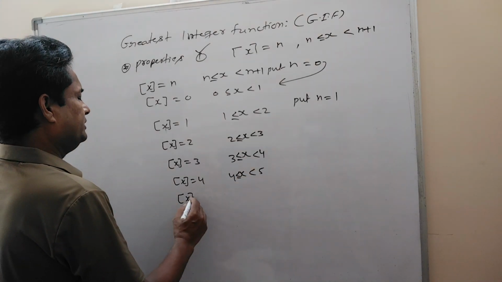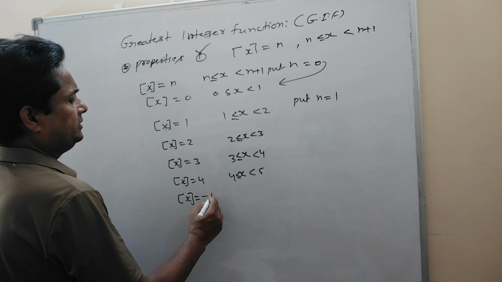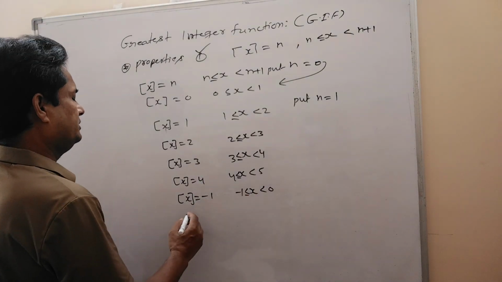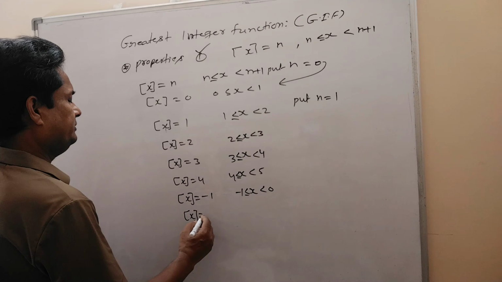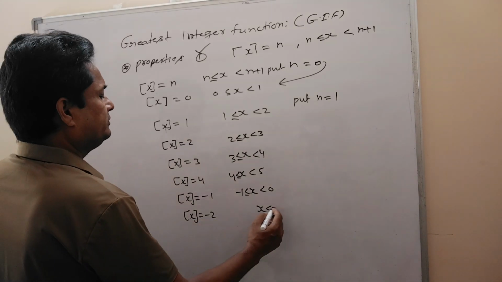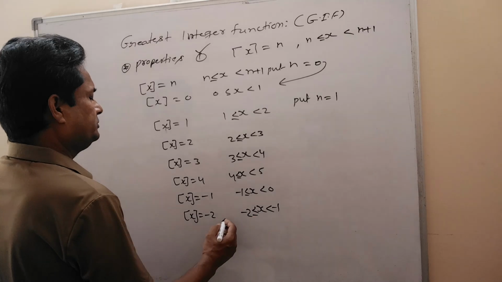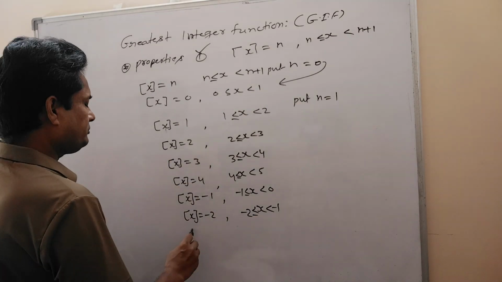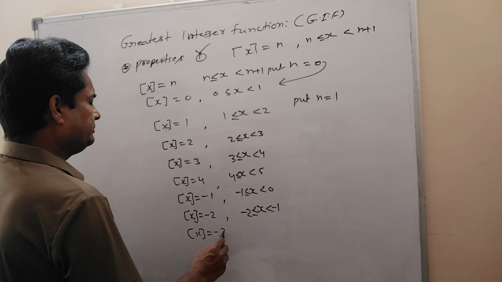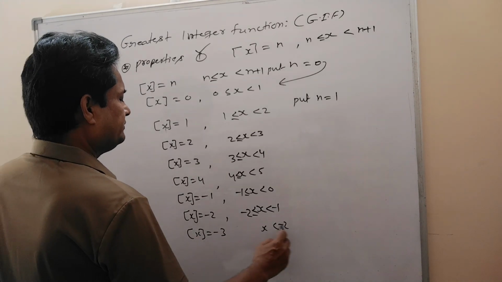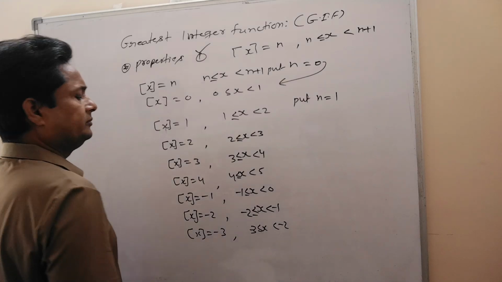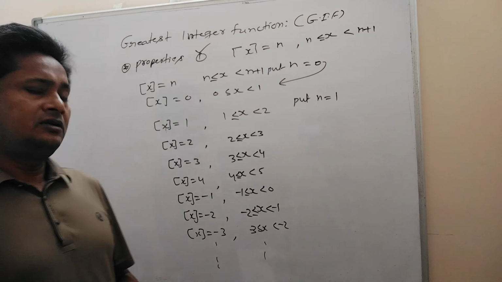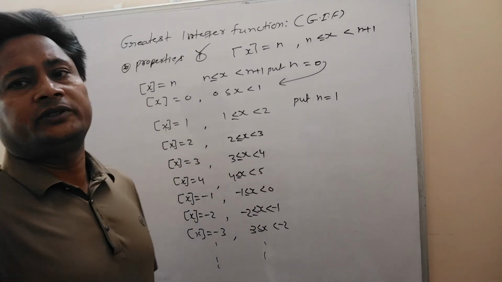Greatest integer of x will be -1 if you have value -1 to 0. Greatest integer of x will be -2 if you have value -2 to -1. Greatest integer of x will be -3 if you have value -3 to -2, and so on. You can find out any value between these two.